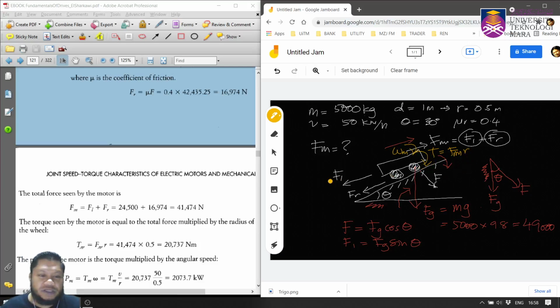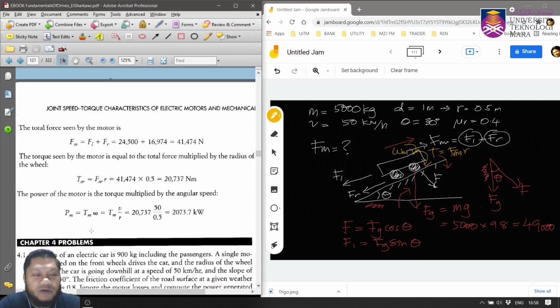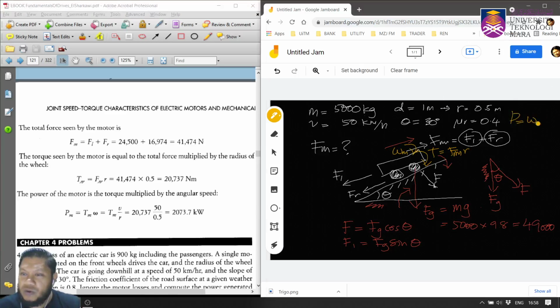Right, so you know the torque is 41,474, and then you multiply by 0.5, it gives you 20,737 Newton meter. Okay, and the final part is how to calculate the power of the motor. You always know that power equals omega multiplied by T, so omega should be in radian per second, and T is in Newton meter, but you are given V.